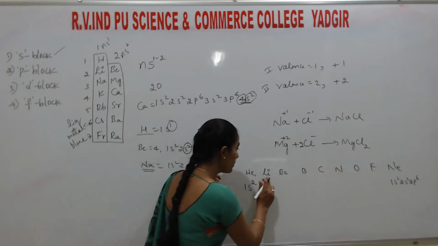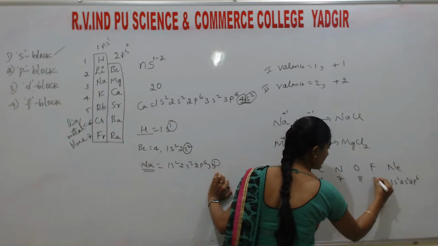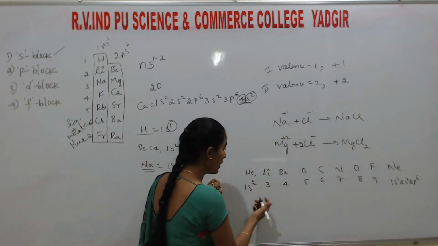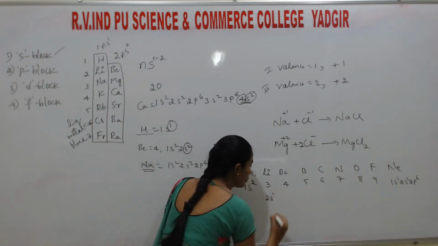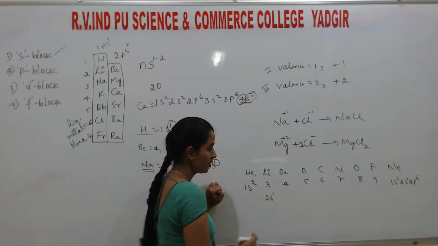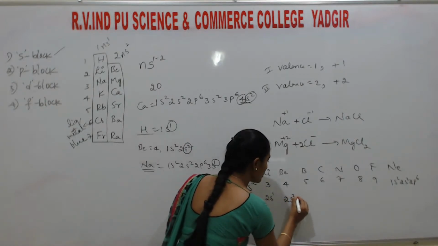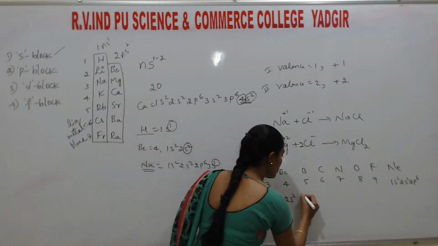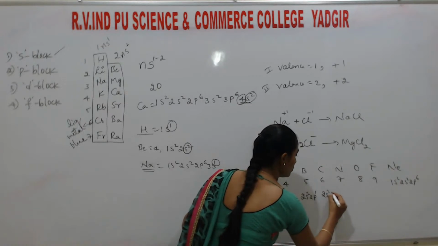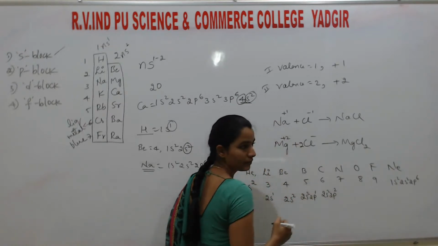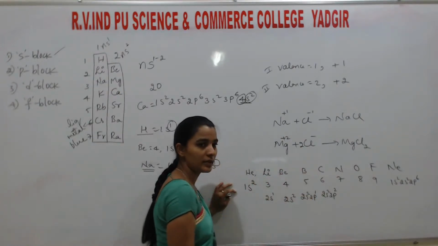I will explain. The atomic number of lithium is 3, then 4, 5, 6, 7, 8, 9. I'll write only the valence electrons, leaving 1s2 aside. After 1s2 it is 2s1 for lithium, that means 3. Next 1s2, 2s2 for 4. 1s2, 2s2, 2p1 for boron. 1s2, 2s2, 2p2 for carbon. I am completely writing the electronic configuration of these elements.